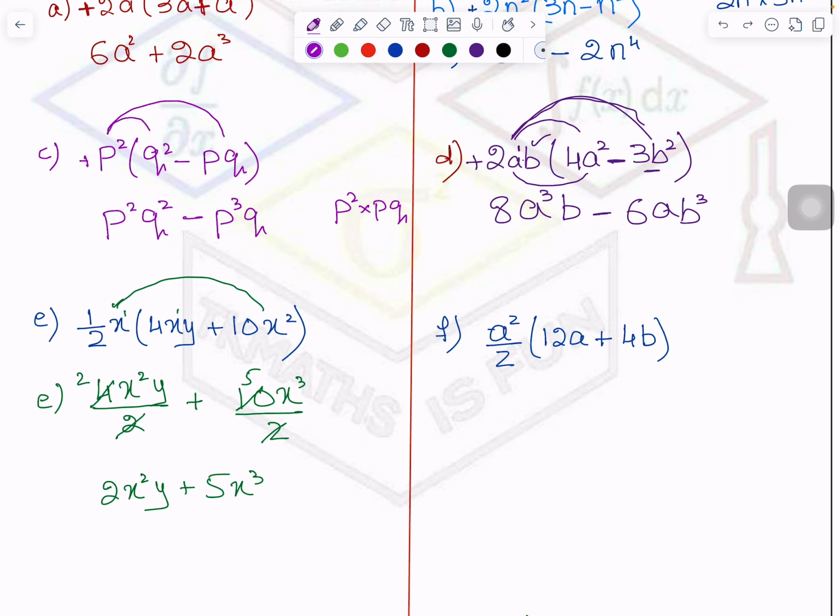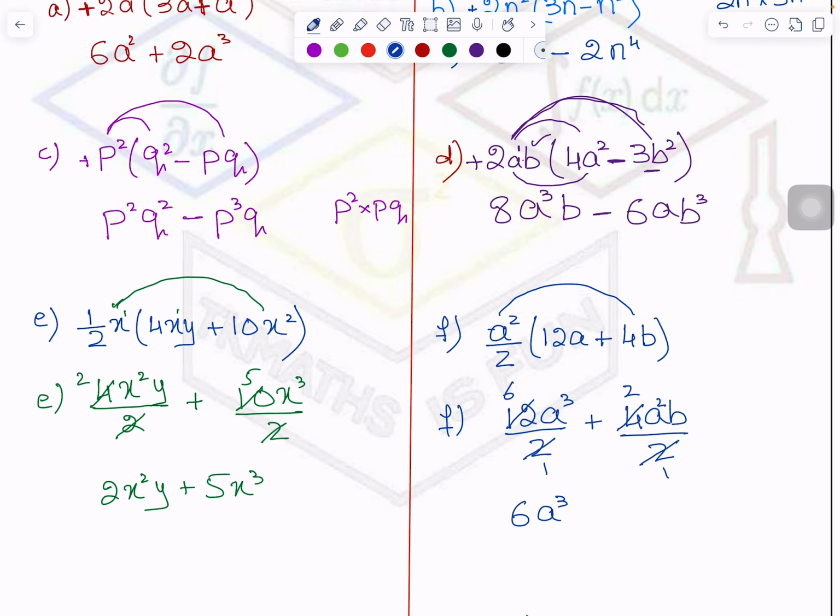Part F. A square over 2. 2 is in the denominator. So a square times 12a is 12a cube divided by 2. Then a square multiplied by 4b, because there is no same base, we'll just keep it as it is, a square. Okay, don't write it later, it will become b square otherwise, divided by 2. 2 times 1 is 2, 2 times 2 is 4. So you get here 6a cube. We don't write 1 in the denominator, it means it is there, right?